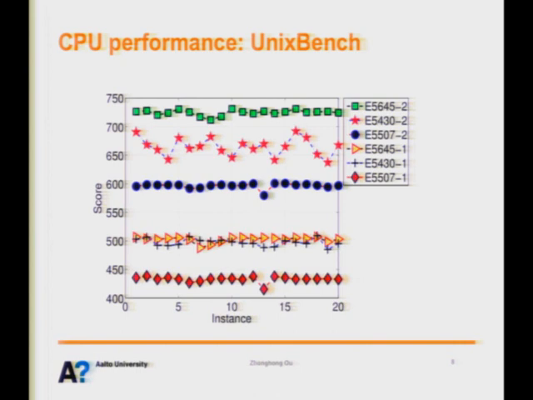And here you can really see that from the CPU perspective, the variation is very big. If you compare the 5645 to the 5507, you can see the difference is around maybe 25%. We also found that the variation within the same hardware is much, much smaller than among different hardware.